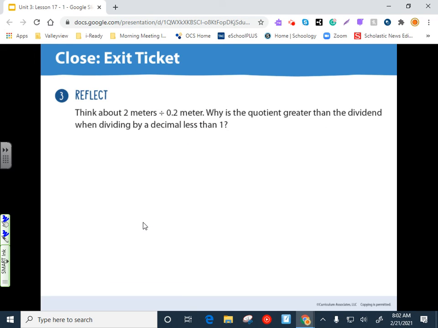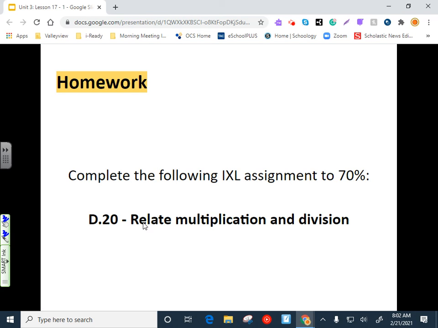Okay. Your IXL is D20. I think this is the only lesson we'll do in that section D. The rest will be in J if you want to peek ahead. But you'll relate multiplication and division problems by basically being shown a multiplication problem and having to switch it to a division. You have to move pieces around. And it's great practice to start using this technique later on as we learn more about dividing decimals.